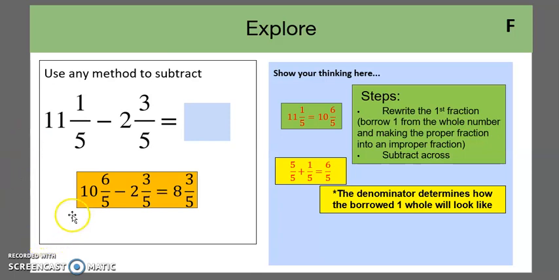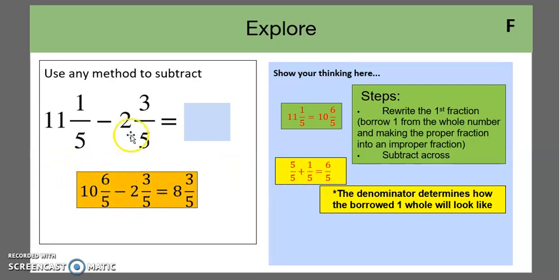Here we see that if we're starting out at 11 1/5, we need to convert this first fraction by taking 1 from 11, turning it into 10. And remember, the 5, the denominator, is going to tell us how we're going to change that fraction. So 5 over 5, 5/5, plus 1/5 equals 6/5. Therefore, that's how we have 10 6/5.